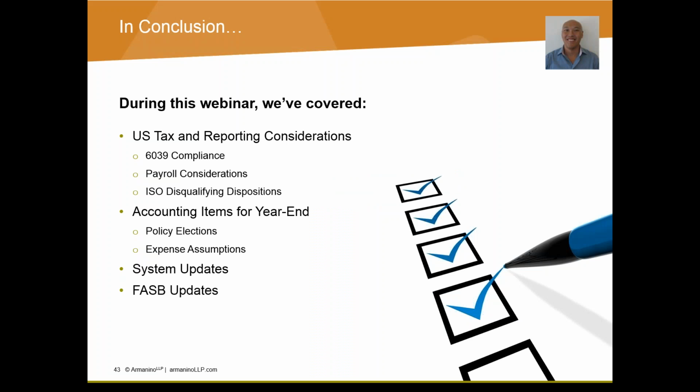Yep. So in conclusion, during this webinar, we covered quite a bit of stuff: U.S. taxes and reporting consequences, 6039 compliance, payroll considerations, ISO disqualifying dispositions, a lot of accounting items for year-end, policy elections, expense assumptions, system updates, and FASB updates. So do we have enough time right now to answer a couple of the questions that came in? Yeah, I think we do.